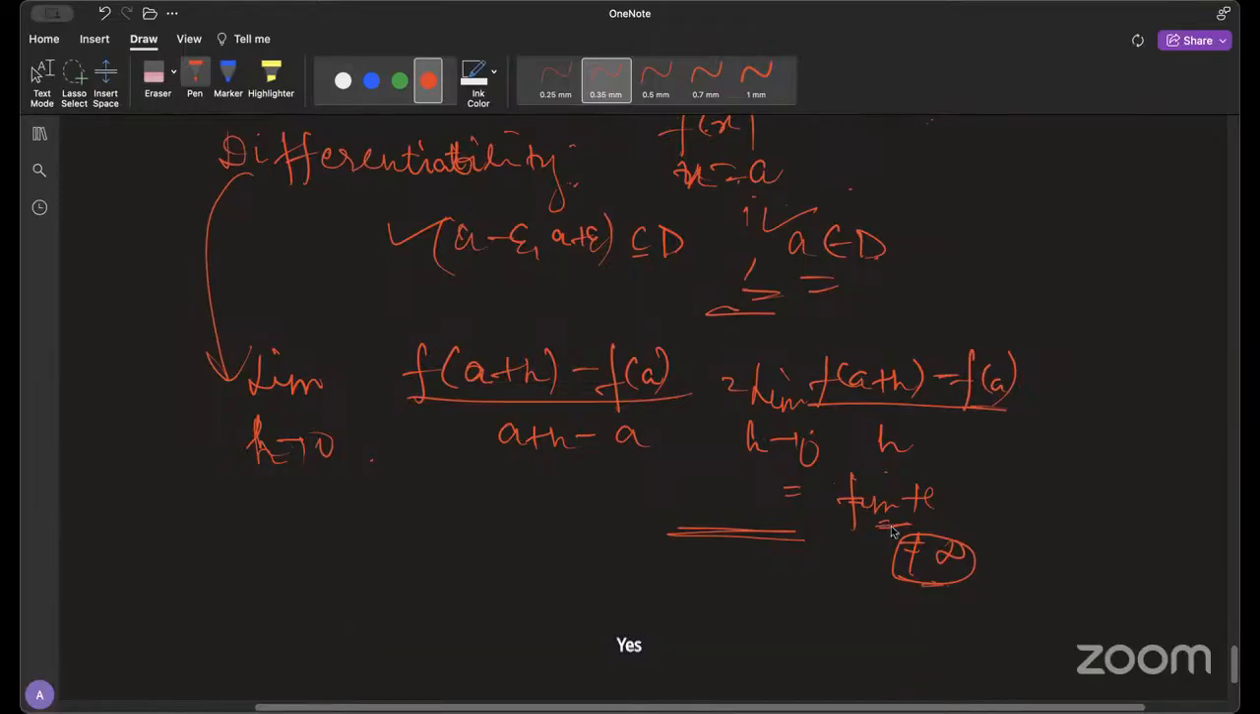Yes, ma'am. We want a real number here. That's it. By finite, I mean not equal to infinity. So if you're getting the limit equal to infinity, then this function is not considered to be differentiable. Is that okay?